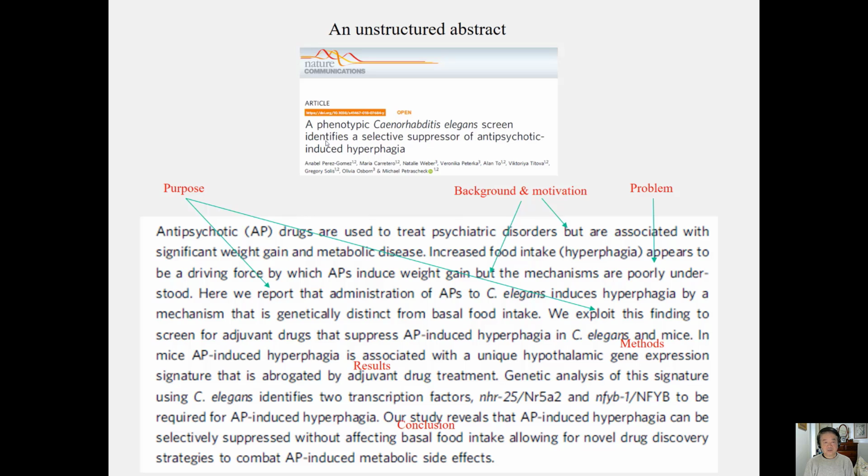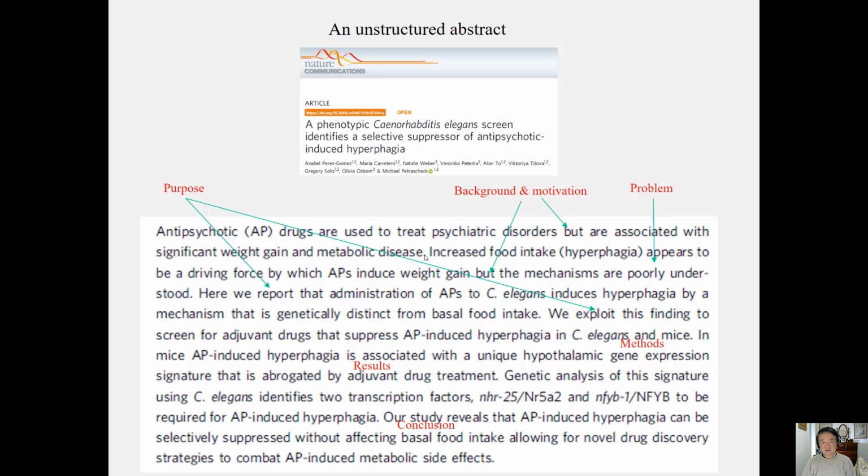So in this abstract, you can see they start with these antipsychotic drugs are used to treat psychiatric diseases, but are associated with significant body weight gain and metabolic disease. So this is a very different style compared to the previous abstract.